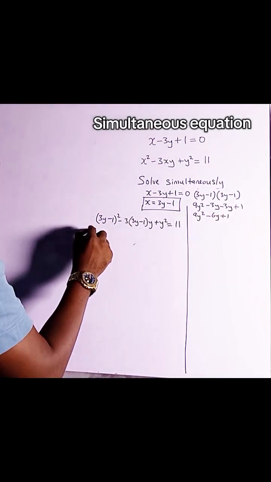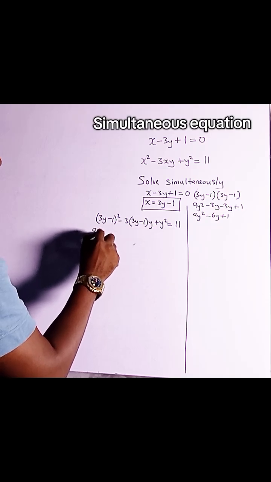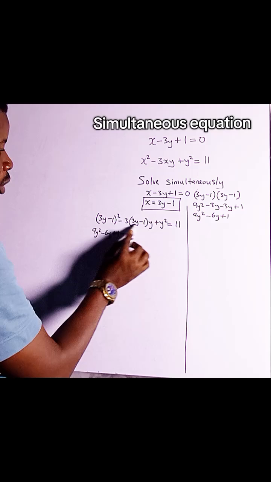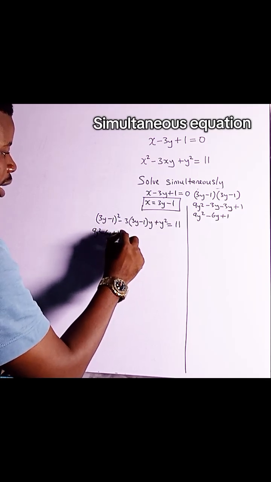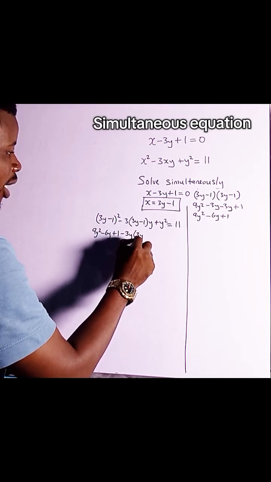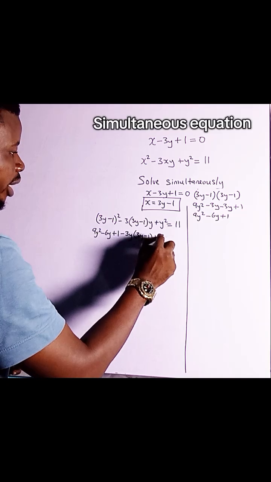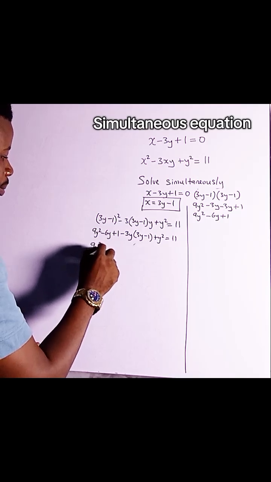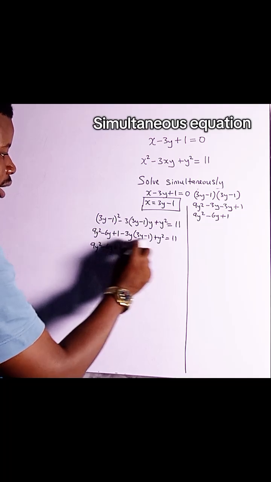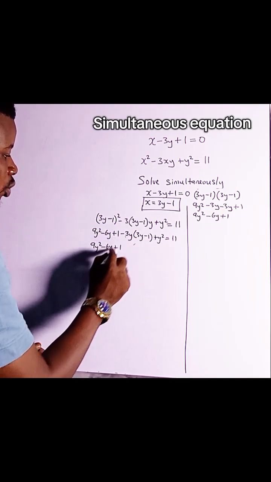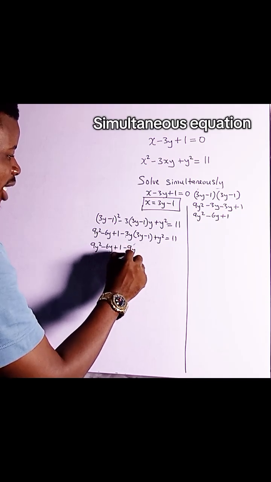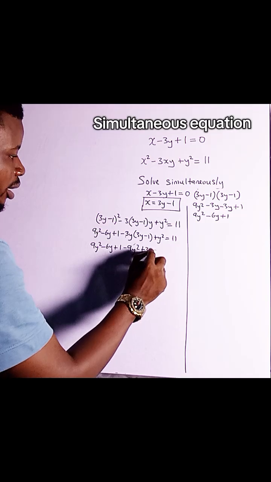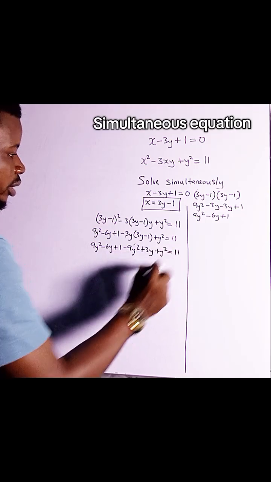So we're going to write 9y squared minus 6y plus 1, then minus, now this 3 and y will multiply the brackets, so I can combine them together. I can have them as minus 3y into 3y minus 1 plus y squared is equal to 11. So we have 9y squared minus 6y plus 1. If you expand the bracket, minus 3y times 3y will give you minus 9y squared. Then minus 3y times minus 1 will give you plus 3y. Then you have plus y squared is equal to 11.